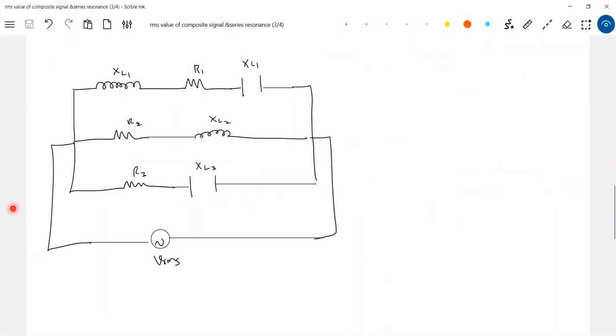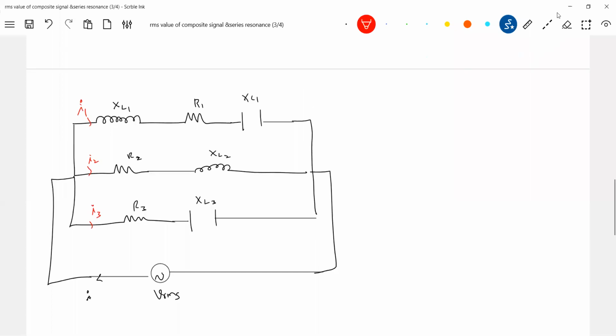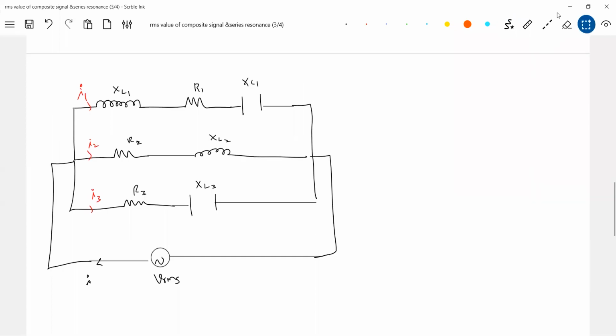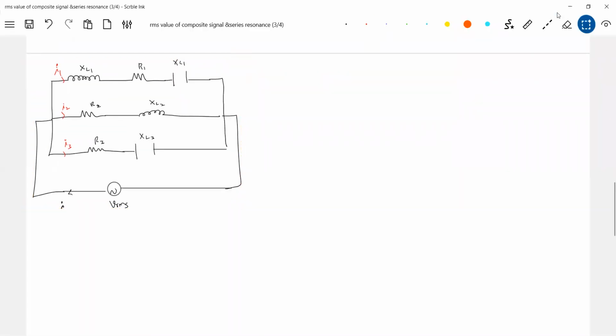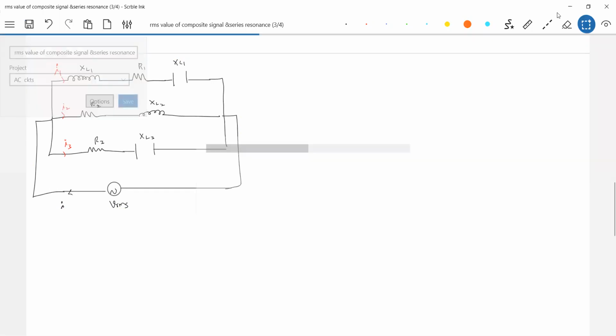Now, I want the expression for current here. The total current flowing through the battery. As we know, this will be I1, I2, I3. A very generalized approach is what I'm trying to bring. You can use complex numbers and you can solve. Without that also we can manage this.